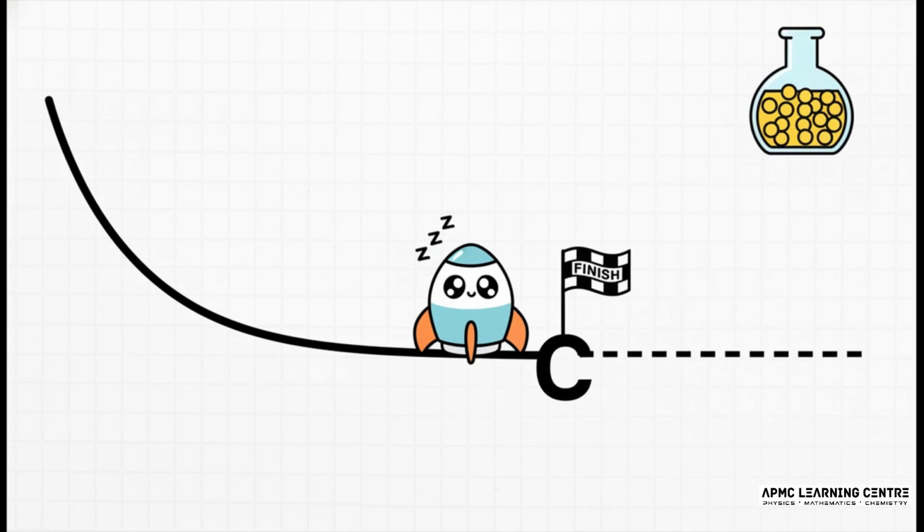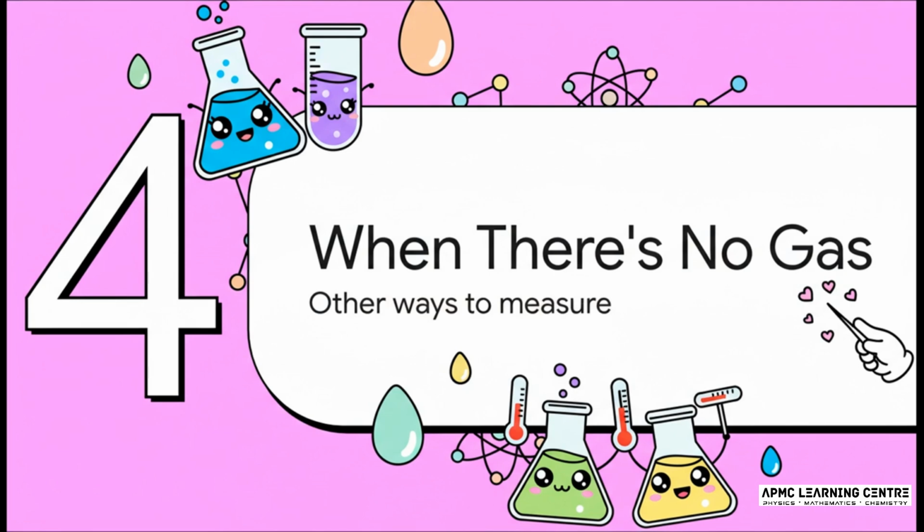And finally, we get to point C. The line here is totally flat. A flat line has a gradient of 0. What does that mean? It means the rate is 0. The reaction is over. It stopped. One of our reactants has been completely used up, so there's nothing left to react. The party's over.